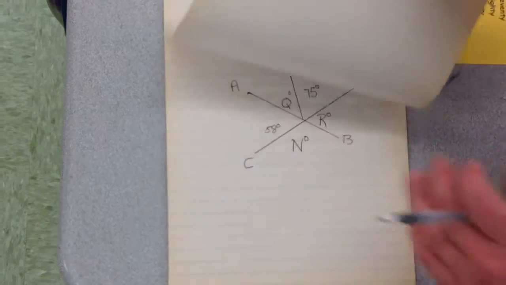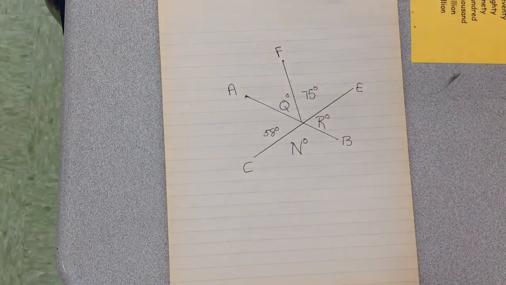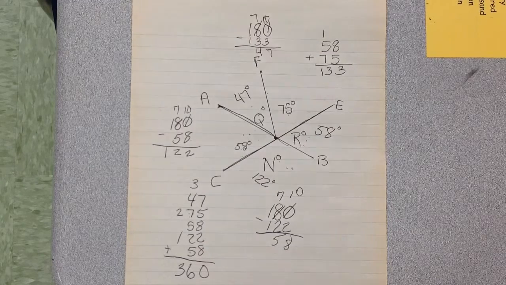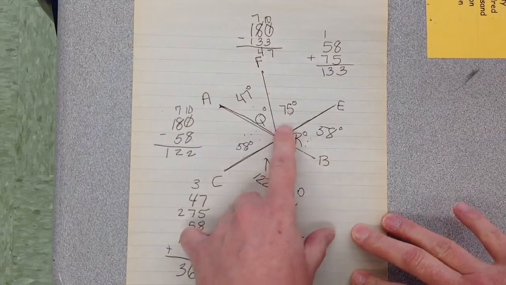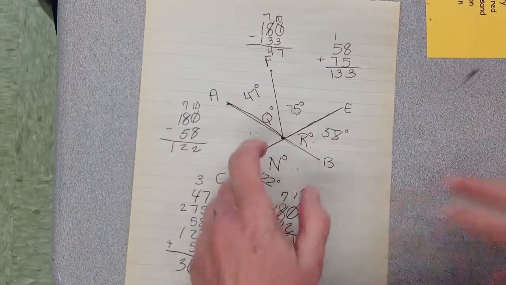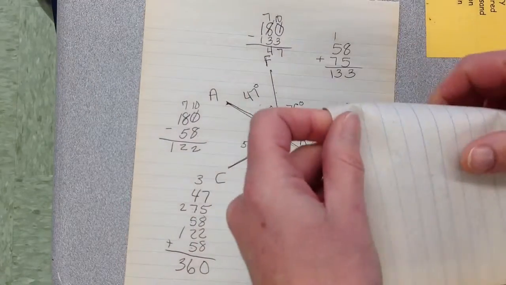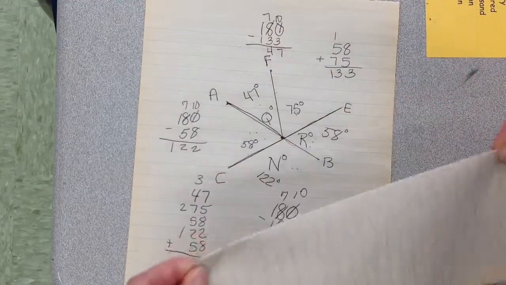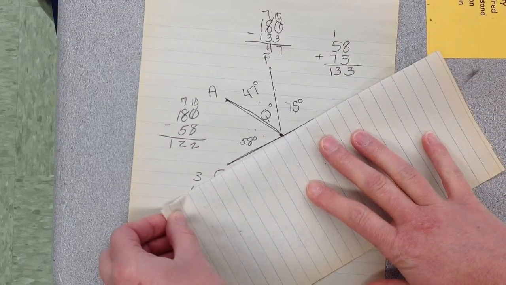Okay, now we're going to determine unknown angle measures around a point. I know this might look rather difficult. Okay, boys and girls, sometimes you're going to have to find more than one angle. If we look here, we are given 75 and 58. Here we have N, R, and Q. If you cover up parts of the problem and make a straight line, you can figure out the missing angle.